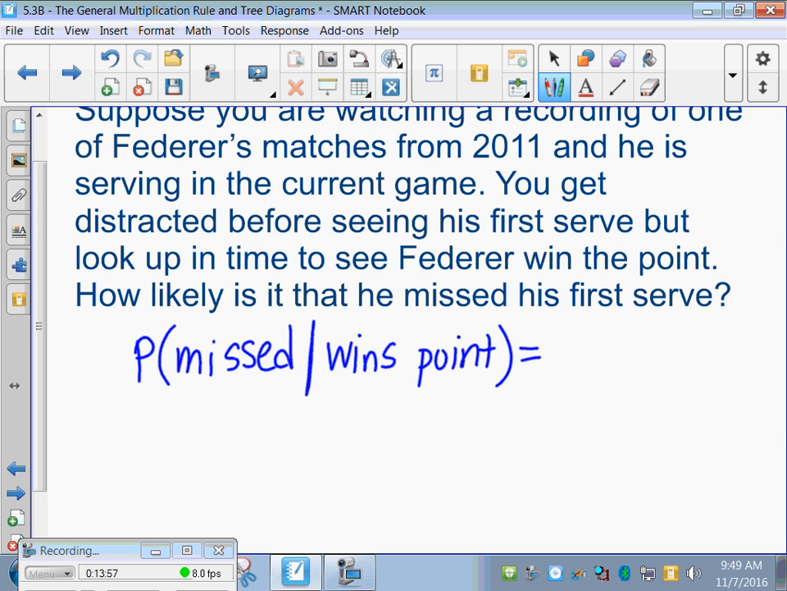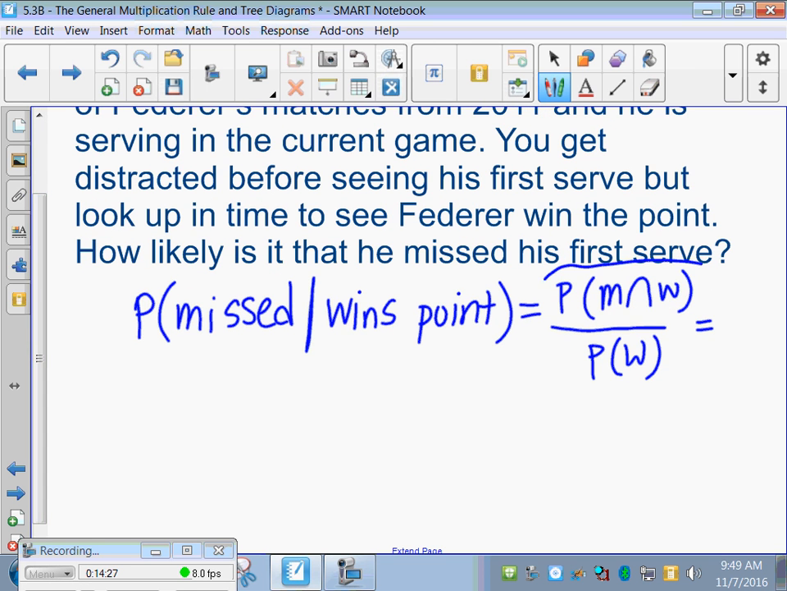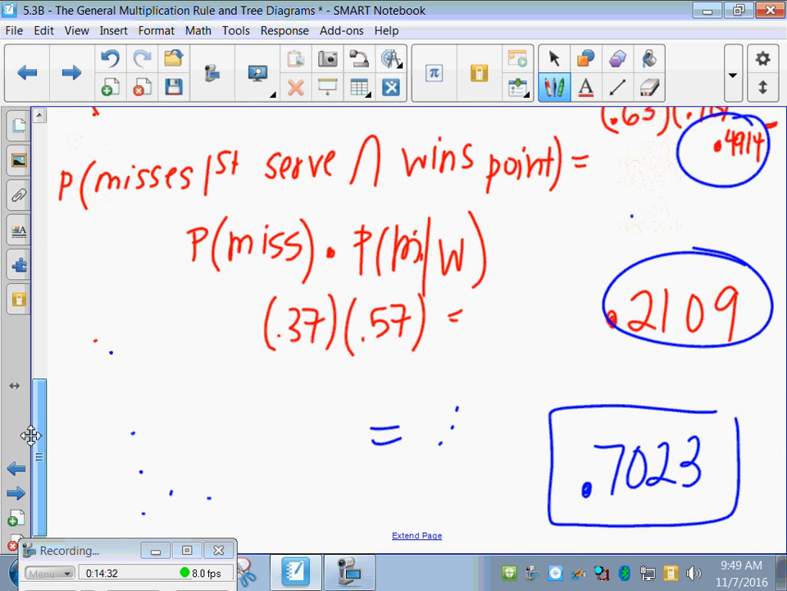Okay, conditional probability formula. Who remembers this formula? We just wrote it down in our notes. Hopefully you guys have it right. Ginger? Yep. All right. So the probability of missing and winning. What's the probability of missing and winning? We actually just found that. So he misses the serve and he wins. Which probability was that where we found that?